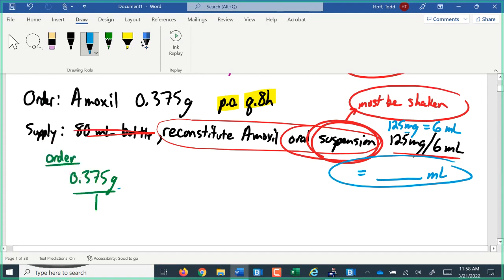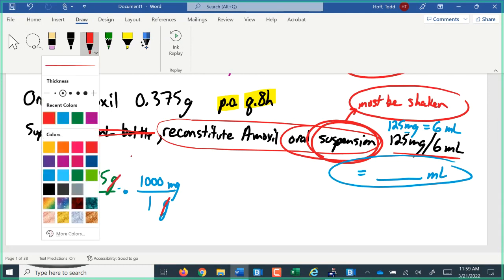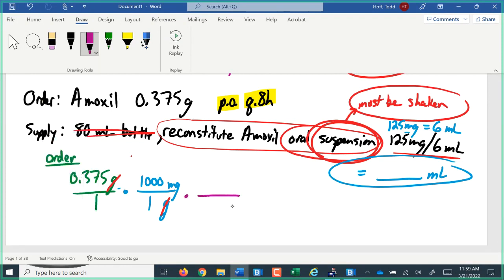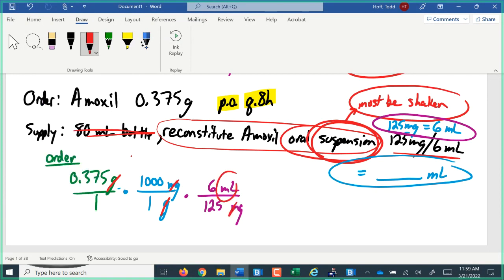Our equivalency is given in milligrams, so we have to make that transition. So 1 gram is 1,000 milligrams. Grams will cancel out. We're now in milligrams, but we still need to get to milliliters. Milligrams are on top, so we're going to put milligrams on bottom. And our equivalency here, 125 milligrams in 6 milliliters. So now the milligrams have canceled out. Our only units left is milliliters, which is what we want for administering a liquid medication.